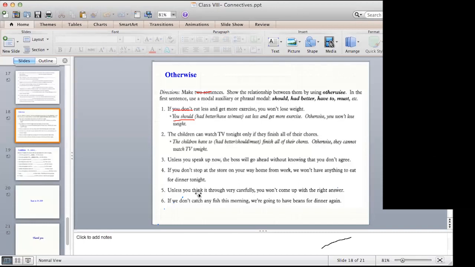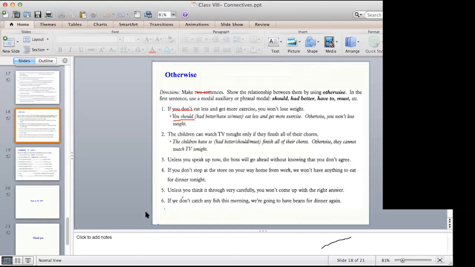If we don't catch any fish this morning, we're going to have beans for dinner again. Let me do it with unless. Unless we catch. If we don't means unless we do. Unless we catch any fish this morning, comma, we're going to have beans for dinner again. But we want otherwise. We have to catch. We must. It's a must.